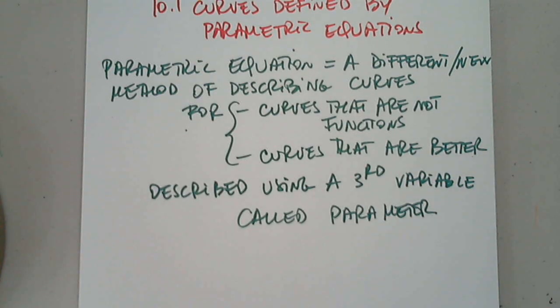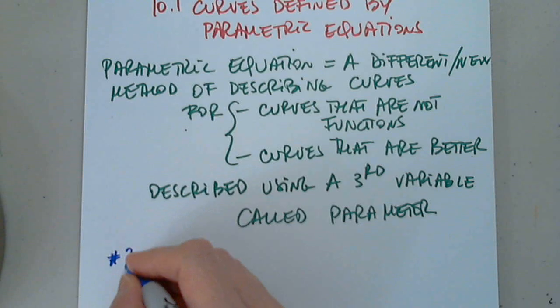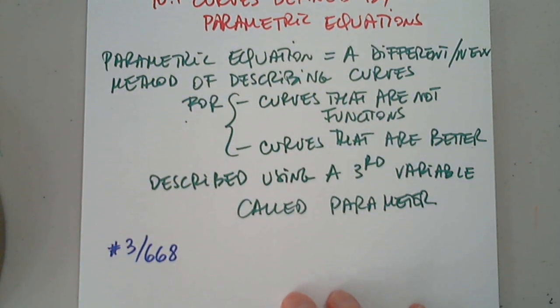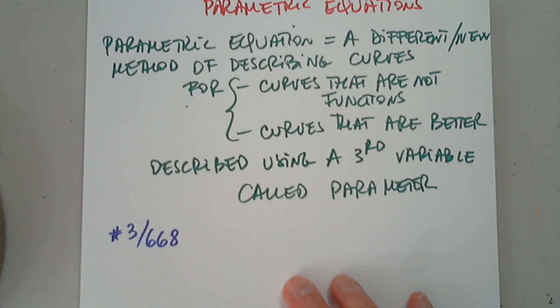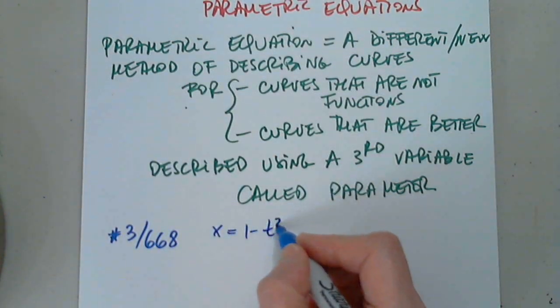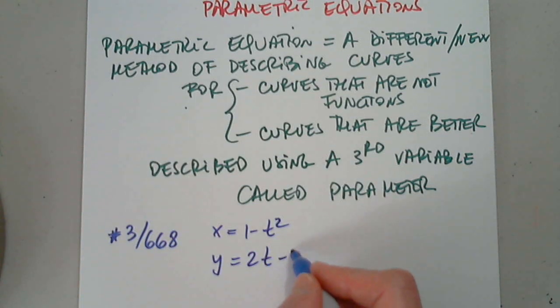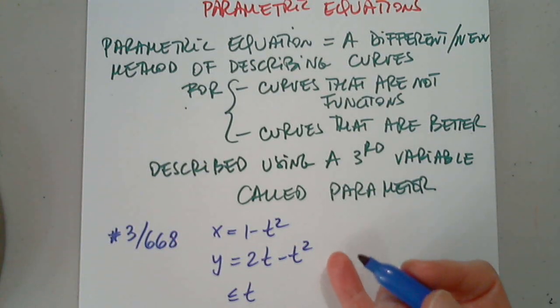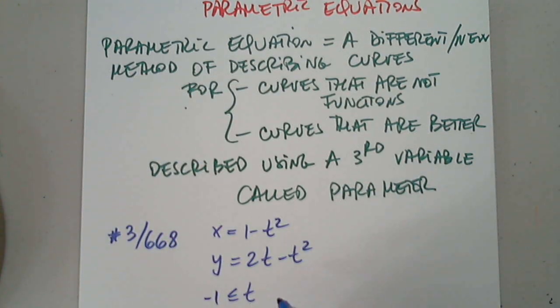We're on page 668. On problem 3, we're asked to sketch the curve by using the parametric equations to plot points. Indicate with an arrow the direction in which the curve is traced as t increases. We are given that x equals 1 minus t squared, and y equals 2t minus t squared. And we are specifically told that t, which doesn't have to be time, is just a third parameter, between -1 and 2.